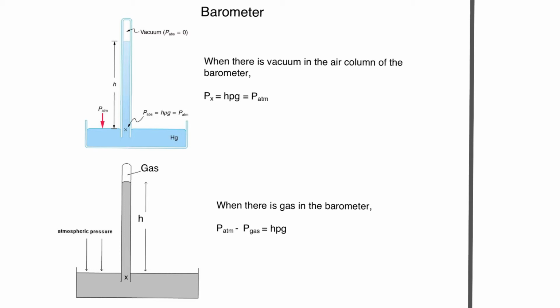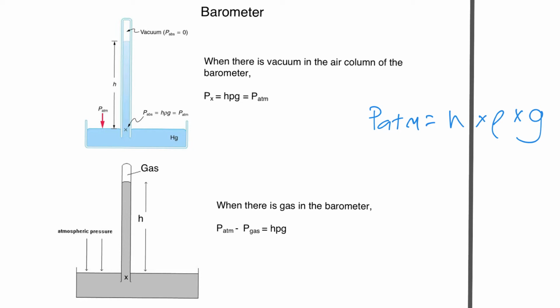So what is a barometer? Now a barometer is used to measure pressure. Usually the pressure outside the barometer, which is usually the atmospheric pressure. So I'm sure what you have learned before is that the atmospheric pressure outside is equal to h times the density of the mercury inside the barometer times g.